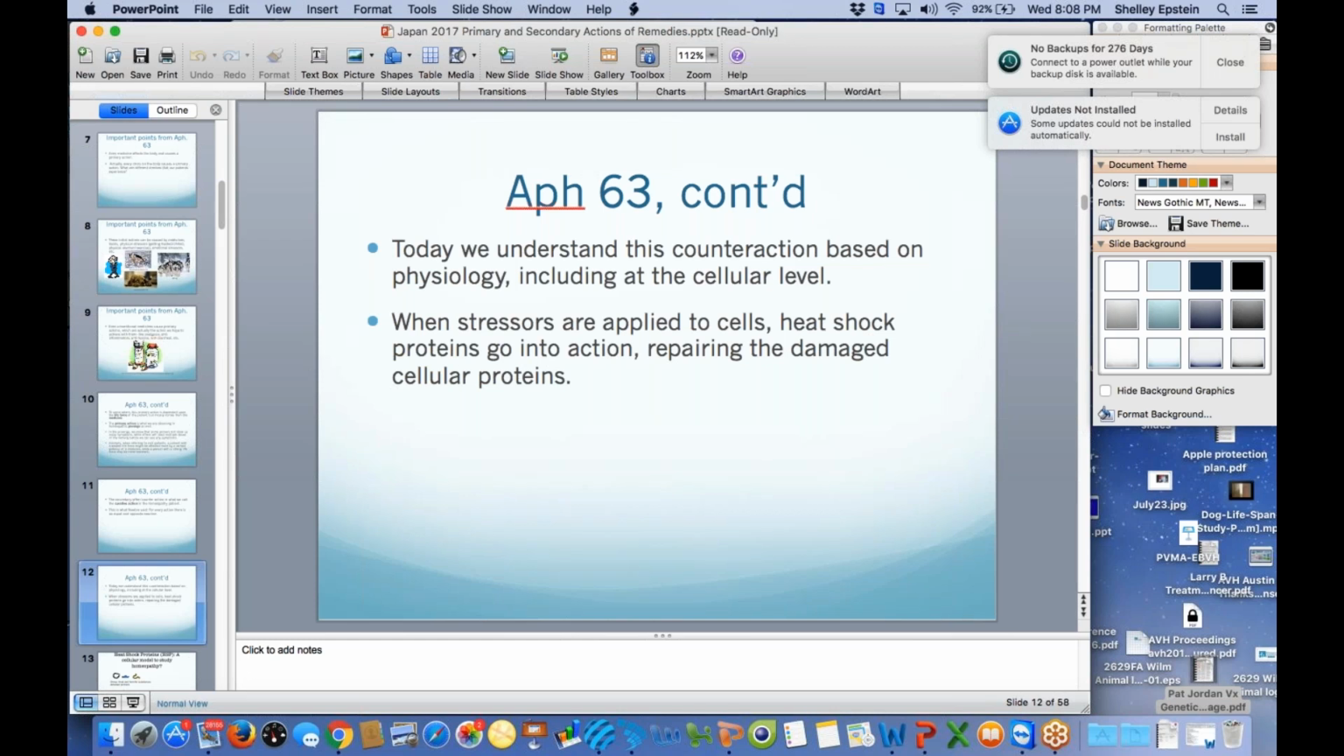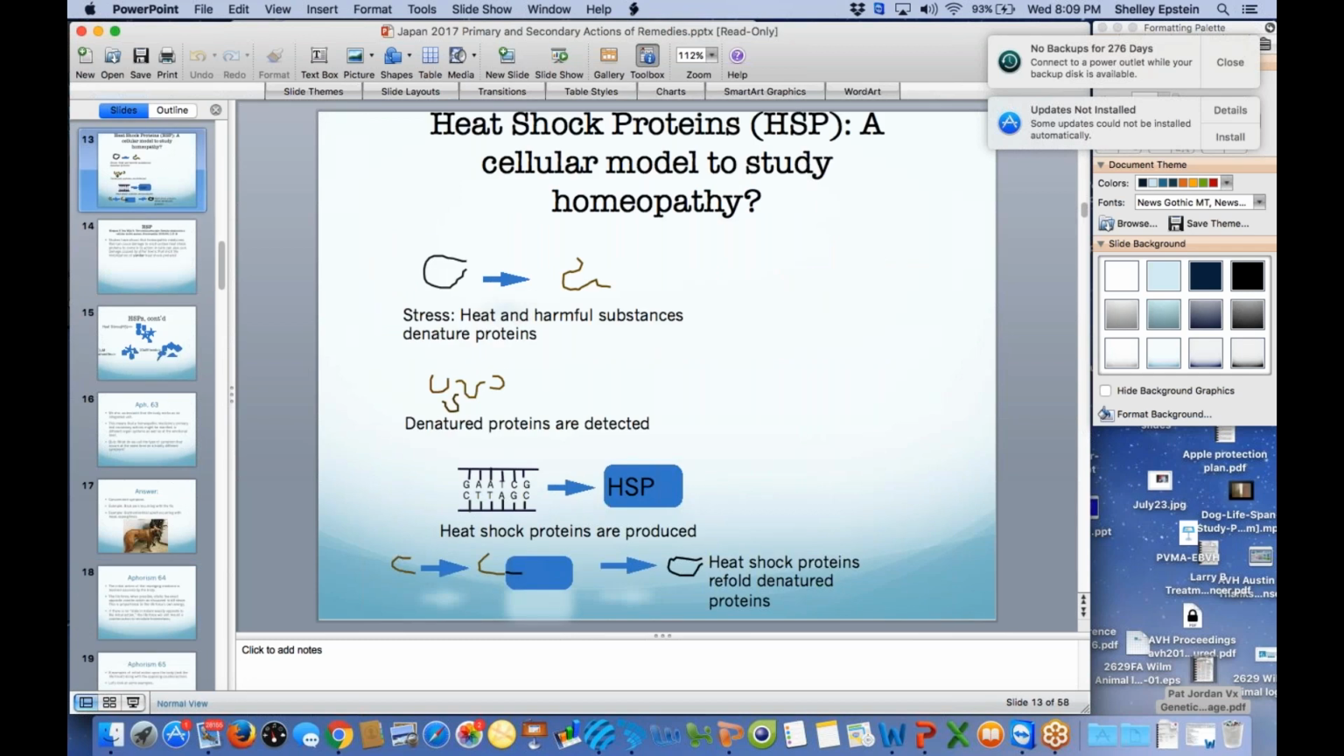We talked about this, I think I presented this at a homeopathy meeting, an AVH meeting, a few years ago, but when stressors are applied to cells, you have these things called heat shock proteins, and they go into action and they repair the damaged proteins in the cells. So proteins are supposed to be folded, as demonstrated here by what looks like a folded protein. And then when heat or a harmful substance attacks the cell, the proteins denature. Okay, so normal folded, denatured.